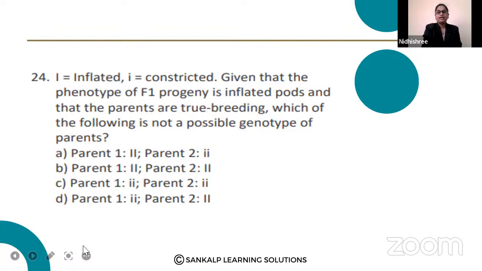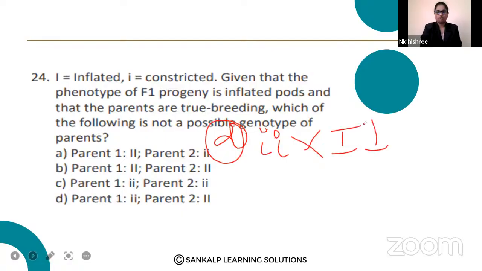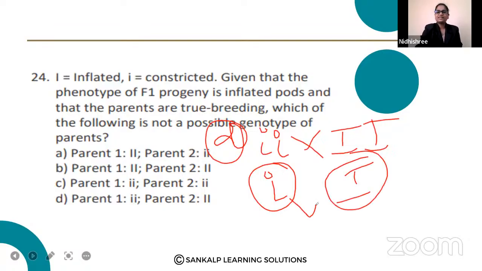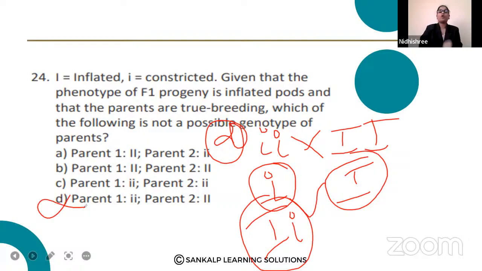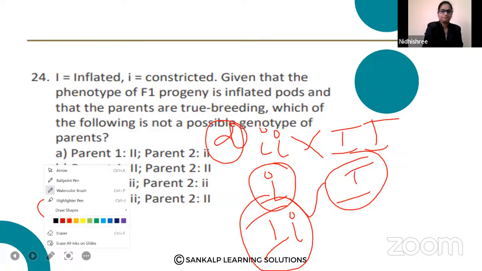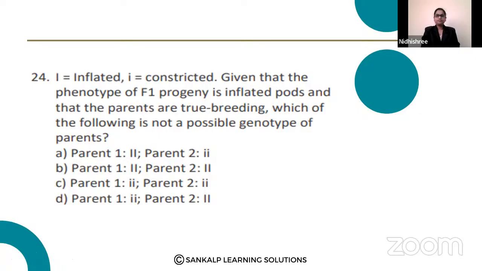D doesn't come. Look here, when you look at option D, parent 1 has small letter i, and parent 2 has capital letter I, that is inflated pods. So when gamete formation occurs, we get one constricted gamete and one inflated gamete. When fertilization occurs, we will get Ii, the heterozygous condition. As inflated is dominant, we will get inflated plants only. So D is also not an option. Option C is the right answer. Understood? Don't get confused. Yes, ma'am.